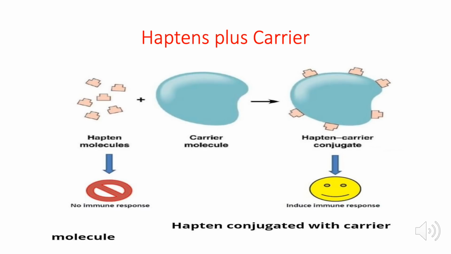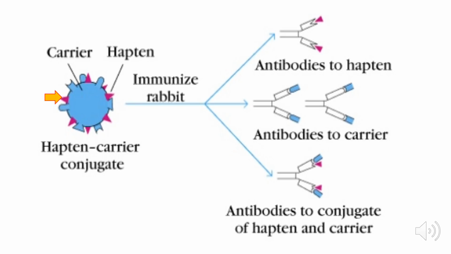But if the hapten binds to a carrier, the green colored figure in the picture, so if that carrier brings along with it on its surface the hapten, the hapten now will gain the size to become immunogenic. So that's why if the hapten is bound to a carrier or a protein, it will now become immunogenic. This is the hapten and this is the carrier. And since the hapten is now attached to the carrier, the hapten is now considered immunogenic.